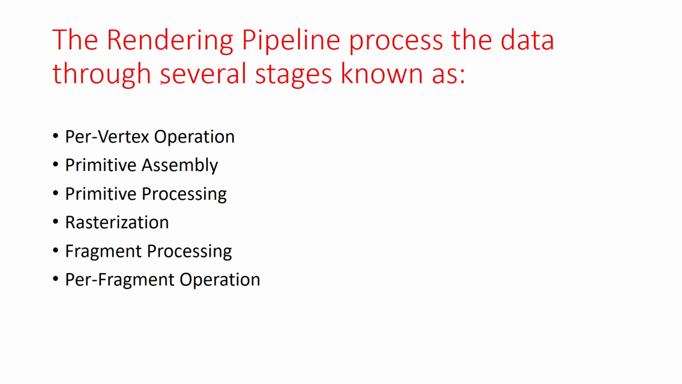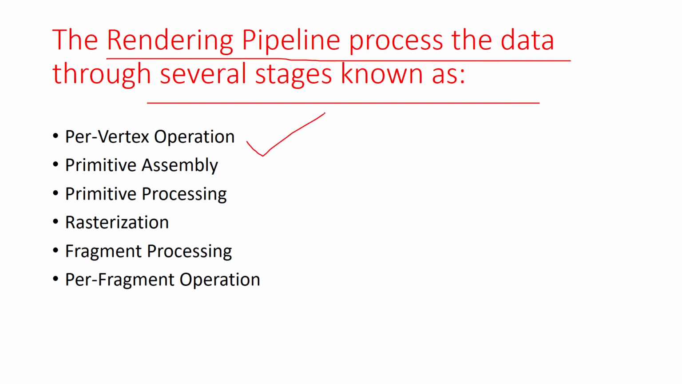The rendering pipeline processes the data through several stages known as per-vertex operation, primitive assembly, primitive processing, rasterization, fragment processing, and per-fragment operation.